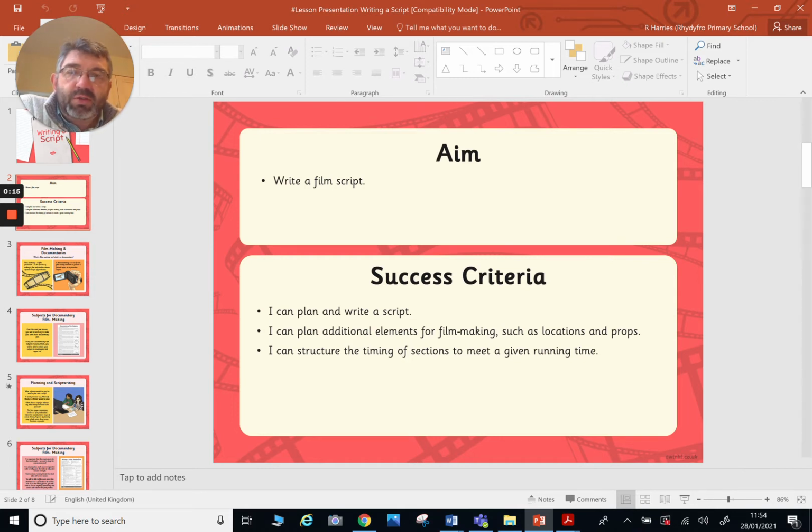So first things first, our aim is to write a film script. And then our success criteria is that you can plan and write the script. You can add additional extra elements for filmmaking, such as locations and props, and you can structure the timing of sections to meet a given running time. So you'll know roughly what's going to happen and when it's going to happen, okay? So we'll look at these slides, give you an idea.